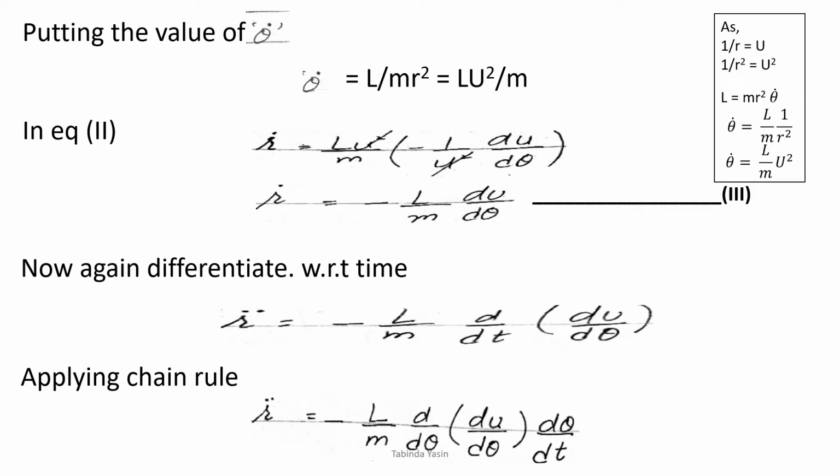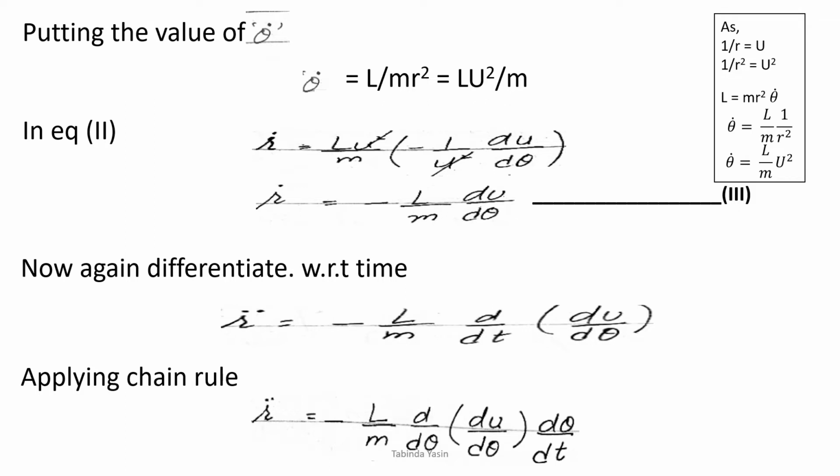So we know that if we take the differential with respect to time of r dot, that will give the second differential of r, so that will become r double dot on the left hand side, and that will be equal to minus L over m into d by dt, as the differential has to be taken on both sides. So on the left hand side that d by dt made r dot into r double dot, and on the right hand side we have minus L over m d by dt into du over d theta.